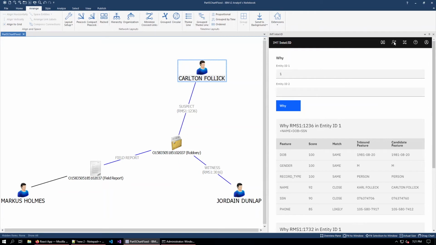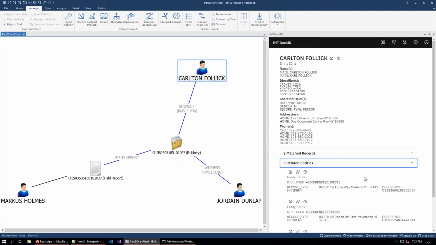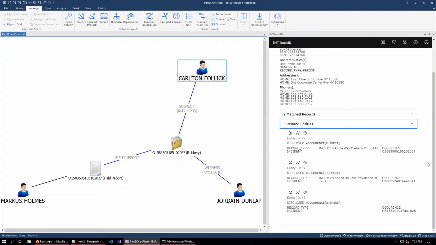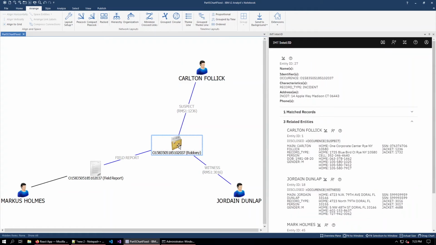Back on Carlton's resume, we can also see that there are three related records. The analyst has only charted the robbery incident with occurrence ID ending in 2037. In this case, Jourdain, the witness to the robbery, and Carlton, the suspect, are obviously related through the robbery under investigation. With the IMT I2 Analyst Notebook plugin, the analyst can ask if there is a path that exists between Jourdain and Carlton that does not include this specific robbery and that is not already charted.